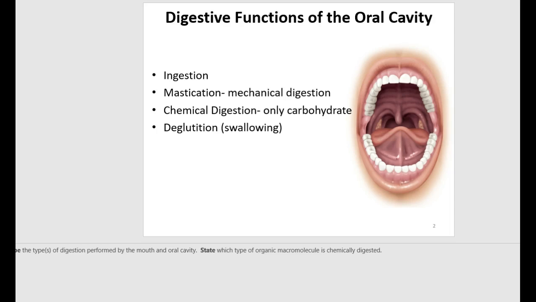So the functions of the oral cavity include ingestion, mastication, which is chewing, mechanical digestion, some chemical digestion, but only carbohydrate, and swallowing, which is known as deglutition.